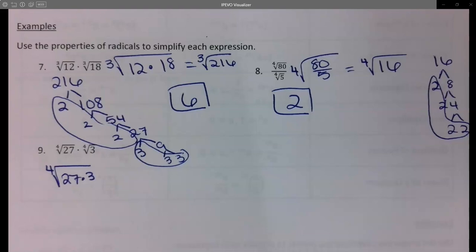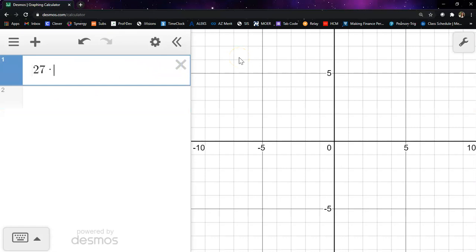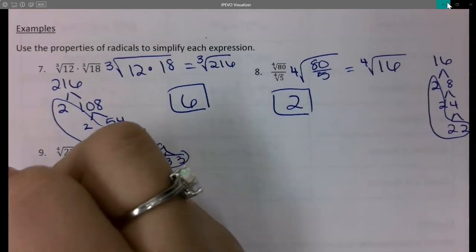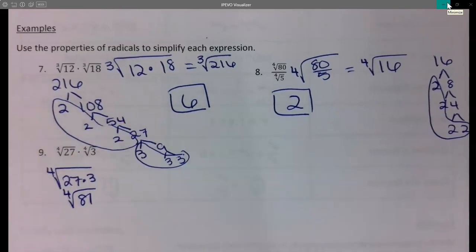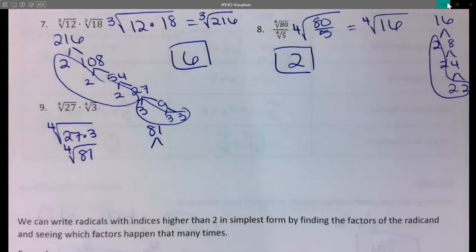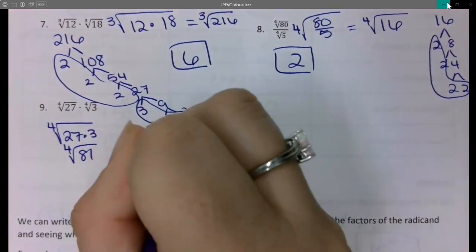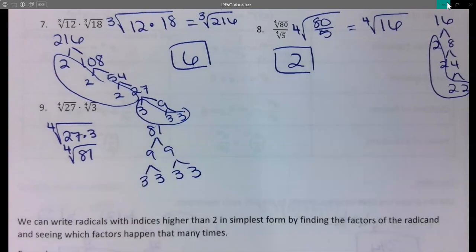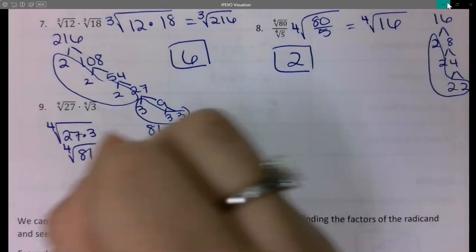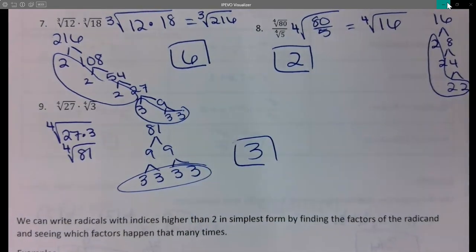Okay, that will give me 81. So I want to factor tree 81. I know this one is 9 and 9, and each of my 9s can break up to 3 and 3. I'm looking for 4 of the same number, which I have. So my answer here is just 3.